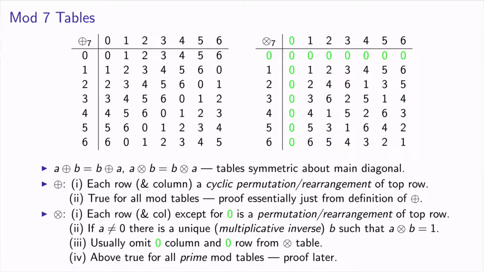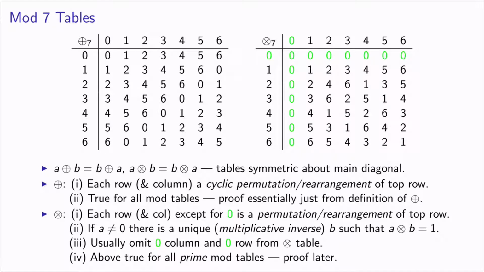Finally, for the modulo 7 table, let's look at the multiplication table. Apart from this row of zeros and this column of zeros, each row here is a rearrangement in some way of the top row. So 3, 6, 2, 5, 1, 4, we have that each of the elements in here actually occurs in here exactly once. So here's 1, here's 2, here's 3, 4, 5, and 6.